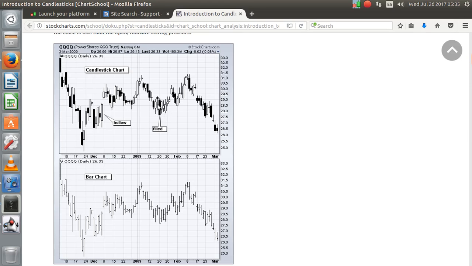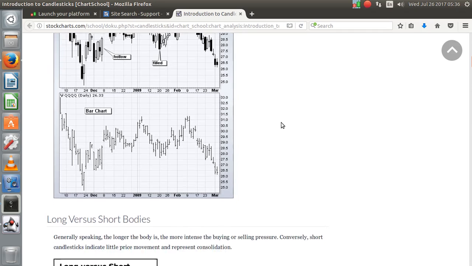Okay, that's the best way to use them, combined with, of course, in video 1, the 3-line break, and video 2, the Renko and peak and trough analysis. Combine these together with candles, and you've got a winning formula right there. You'll be a sure trader right there.